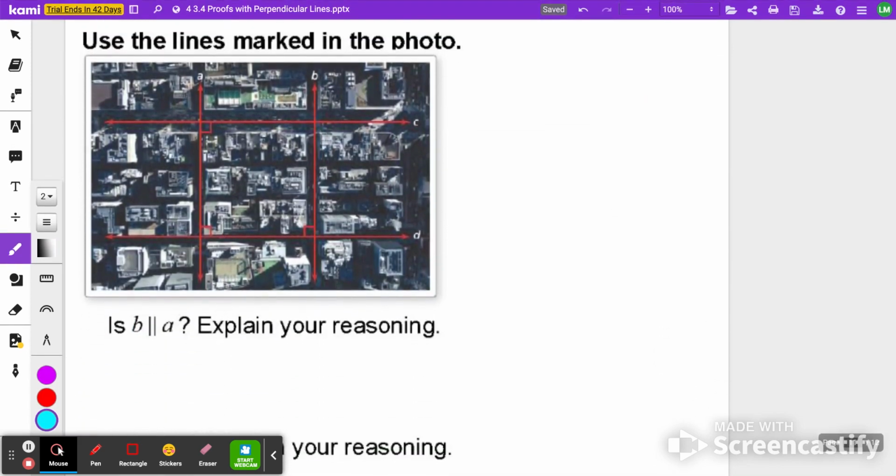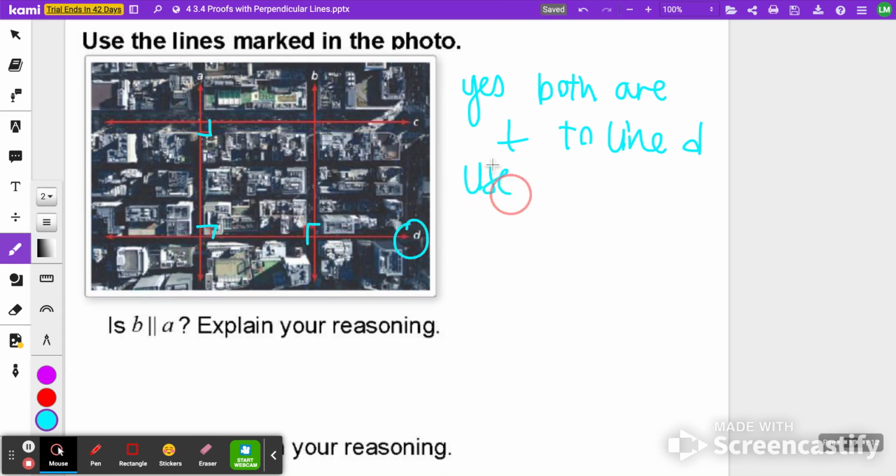Use the lines marked in the photo. Is B parallel to A? Explain your reasoning. So if you look closely, we have some right angles notated here, okay? And because we see those right angles, we can say that yes, both are perpendicular to line C, or line C, maybe not line C, but they're both perpendicular to line D because they're both showing that on line D right here. So we use the perpendicular lines to a transversal theorem.